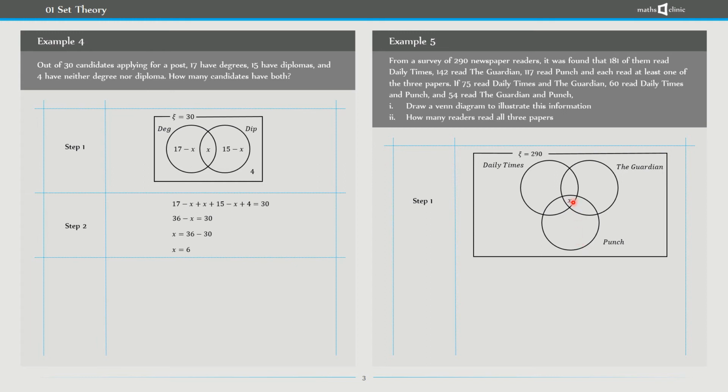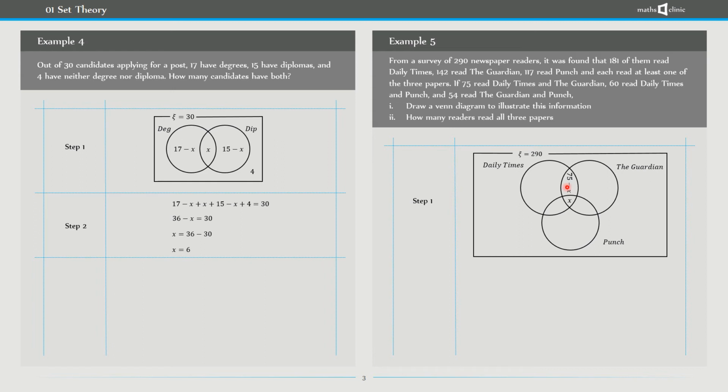Now the next thing we're going to do is look at the number of people that read the Daily Times and the Guardian. So this whole area here is the intersect between the Daily Times and the Guardian, and basically this whole place is 75. Then we're looking for this area here. This area would be 75 minus X. Are you following? Wonderful.